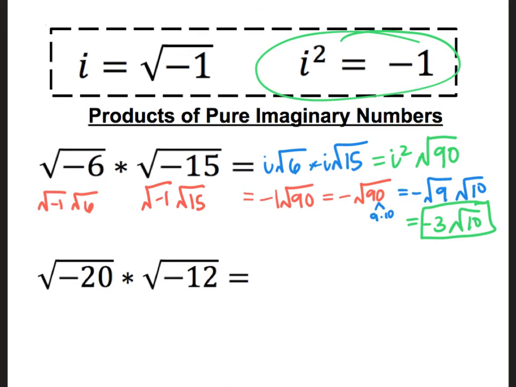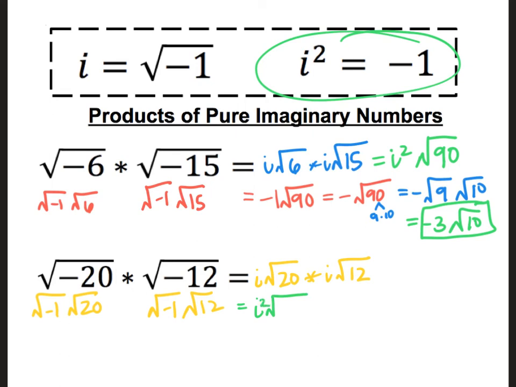All right, for my last one, we have the square root of negative 20 times the square root of negative 12. Again, remember, I can break it up into the square root of negative 1 times the square root of 20, and the square root of negative 1 times the square root of 12. So really, I have i square root of 20 times i square root of 12. When I do that, we have i squared times the square root of 20 times 12, which is 240. When I square i, remember that's the same as negative 1.